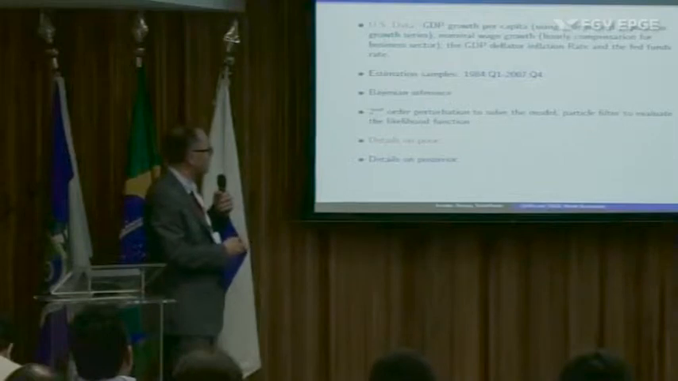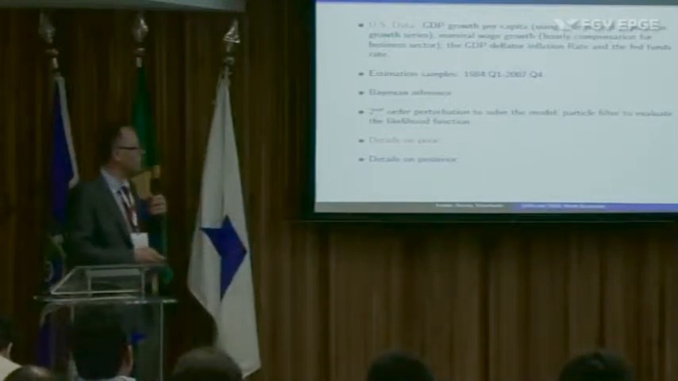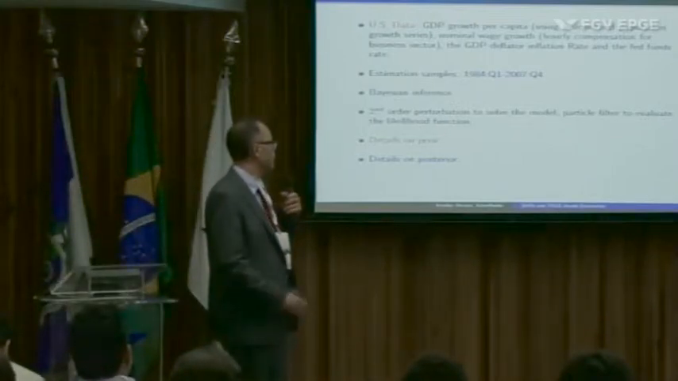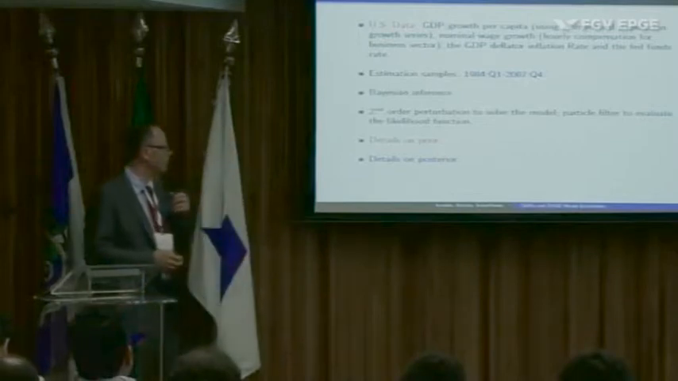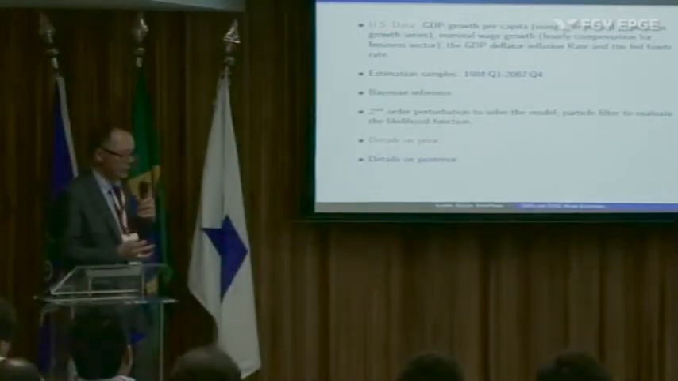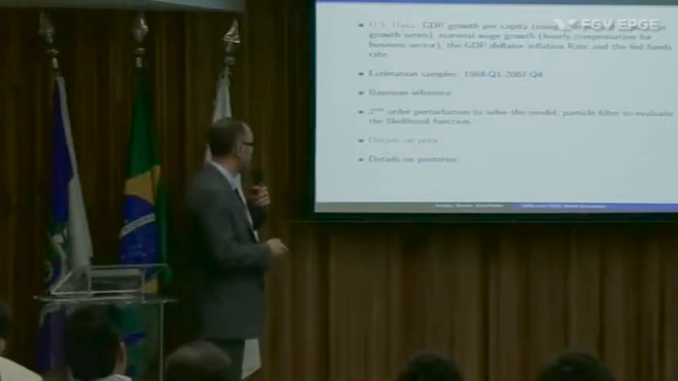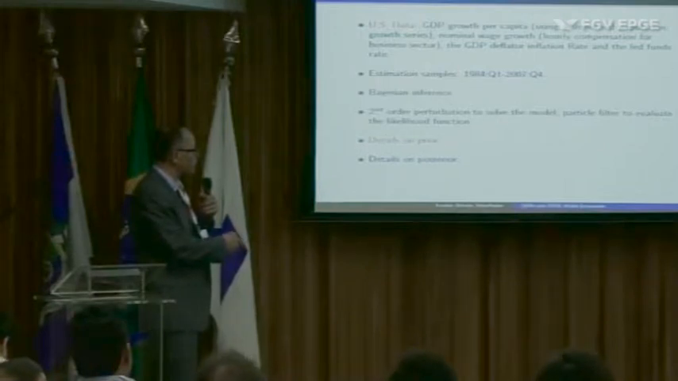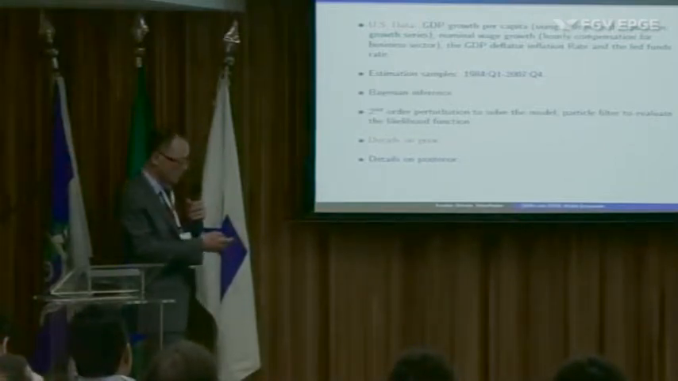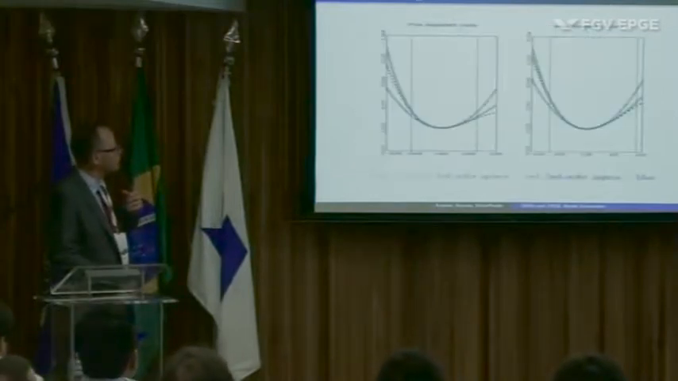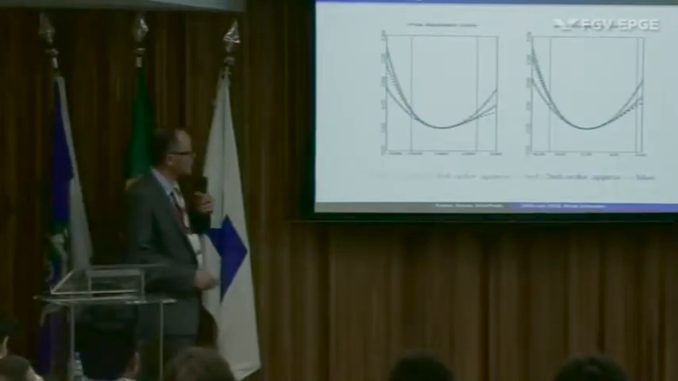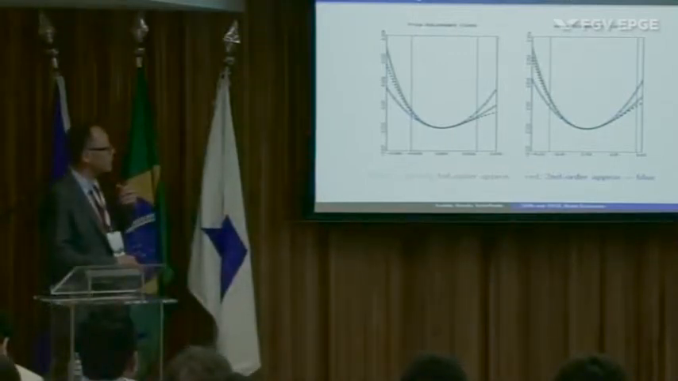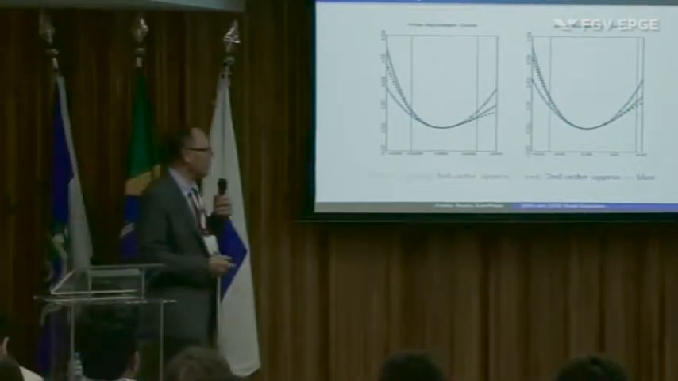contaminate our estimation. We do Bayesian inference. We take a second-order perturbation to solve the DSGE model, and then we use a particle filter to evaluate the likelihood function, which is by now fairly standard. I'm not going to talk much about the details of the prior and the posterior distribution that come out of this estimation. I just wanted to show you this adjustment cost function, the price adjustment cost and wage adjustment cost. These are the estimated cost functions.